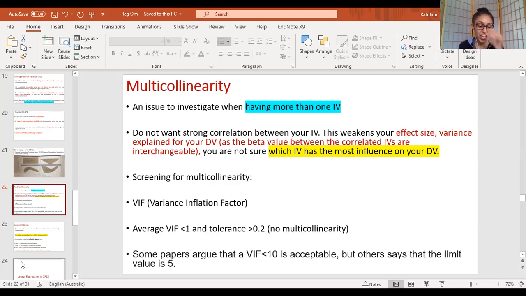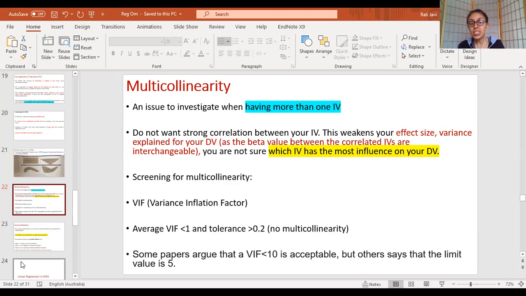So if they are highly multicollinear, it means your data is quite redundant. You're trying to capture similar information, but you are just bifurcating the variables a lot. So screening for multicollinearity is important. And how do you do that? You screen for it via variance inflation factor. These are a few buttons you click and then you get the variance inflation factor in SPSS.